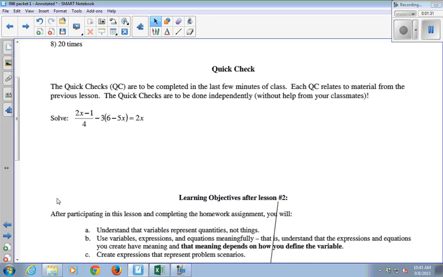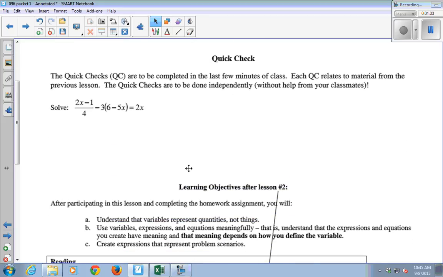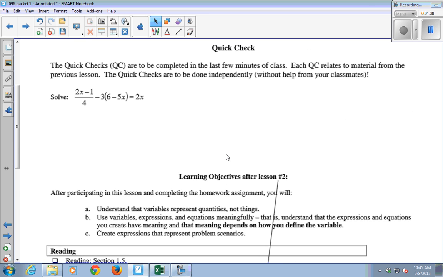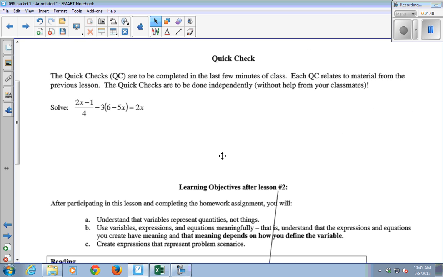to, actually, let's take 2 minutes to do the quick check. This is page 15. Quick check is material from the previous lesson. So this is actually from lesson 1. So take 2 minutes, do the quick check, solve that equation, and we'll make sure that everybody can do that before we move on.